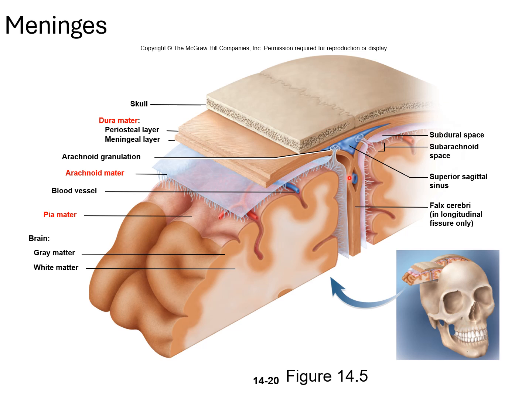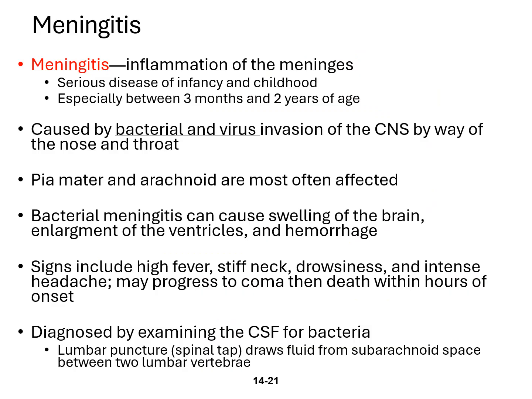And here's just another look of it, where you can see the dura mater, you can see the arachnoid mater here, you can see those little fibers holding it onto the pia mater right there. And that space between it is where your cerebral spinal fluid, between the arachnoid and pia mater, that's where the cerebral spinal fluid is going to be flowing around. So meningitis is going to be the inflammation of these meninges. This is very, very serious.